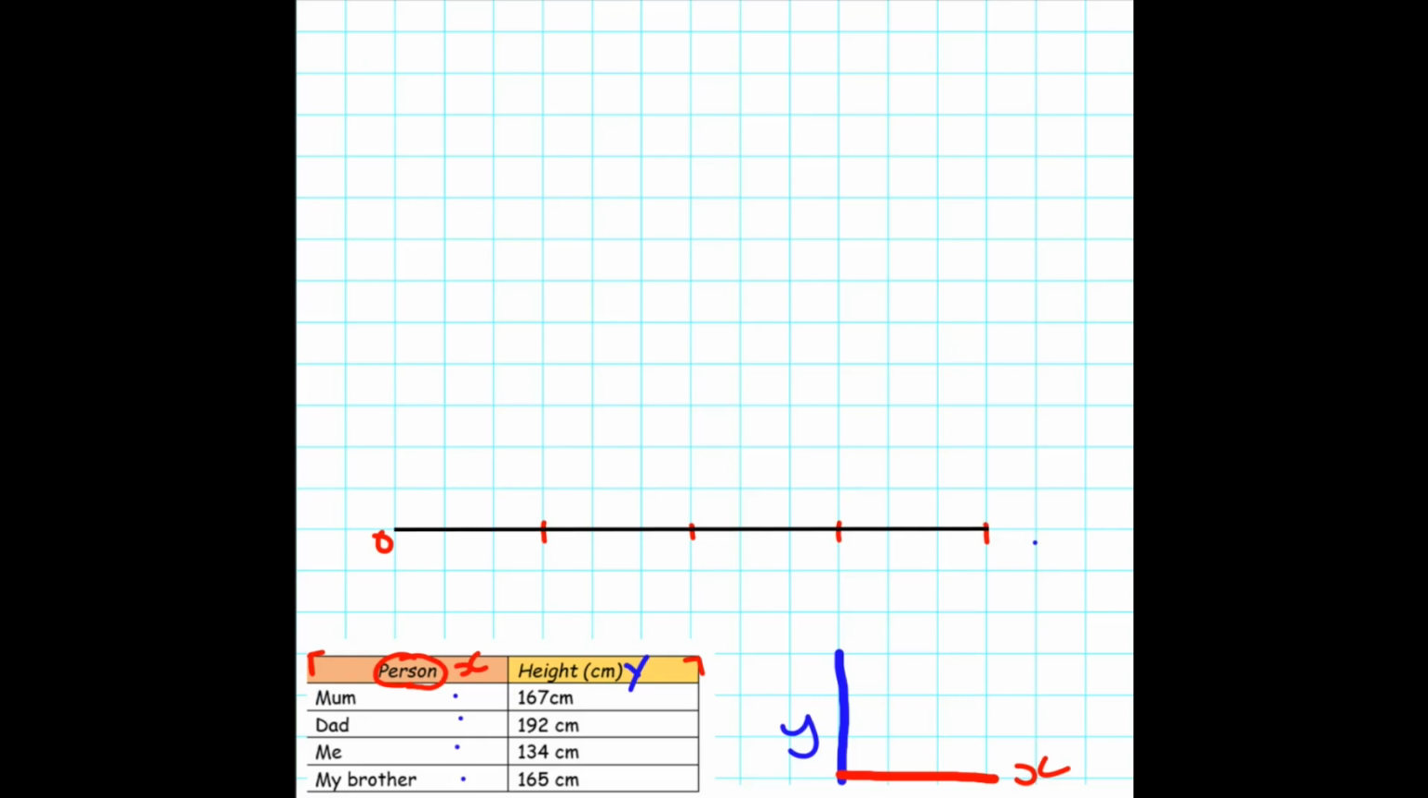If I'd done 4, which I could have done, that might have been a nice way of doing it. I think I might have just run out of space, because 4, 8, 12, 16, yeah, I wouldn't have had enough space, I would have run off the edge here. So I've also got to think about the width of my paper. But that's fine, that should work perfectly. So I can do mum on that one, dad on this one, me, and I'm just going to put brother on that one. There, that's my x-axis set up.